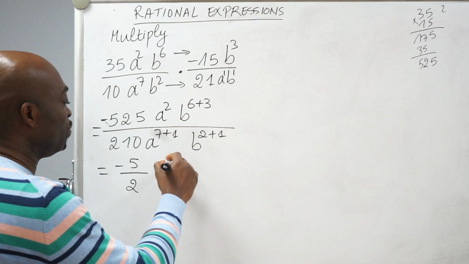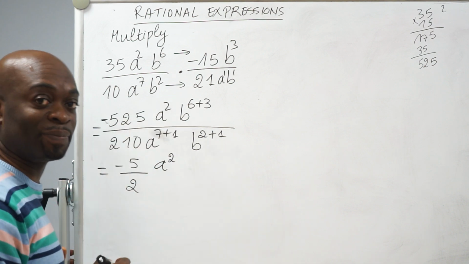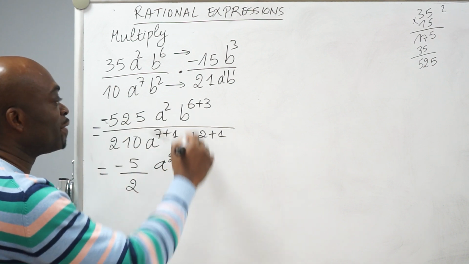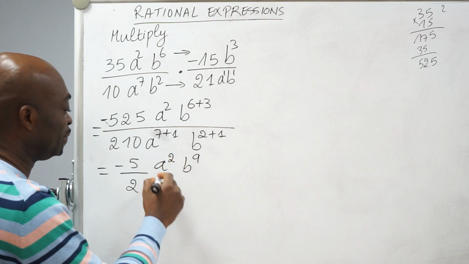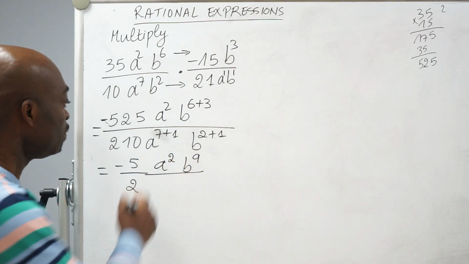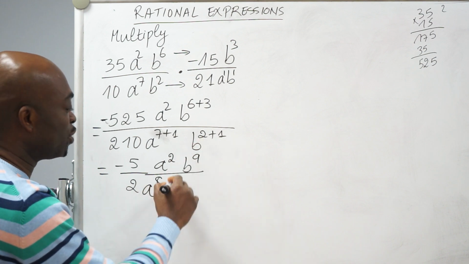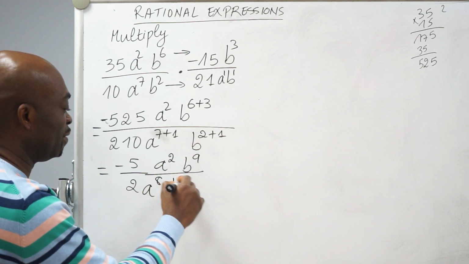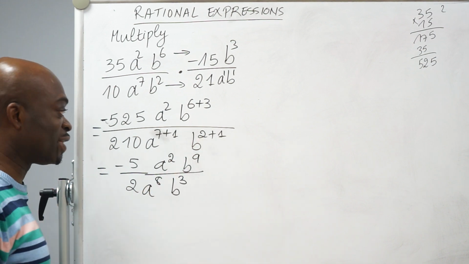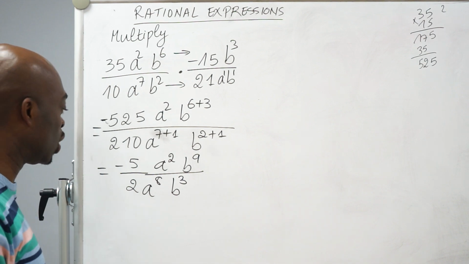So we continue. We have a squared, because a still doesn't play with anybody. And then b is what? 6 plus 3 is 9, over a to the 7 plus 1, which is 8, and b to the 2 plus 1, which is 3. Are we seeing what's happening here now? We're getting close to it.